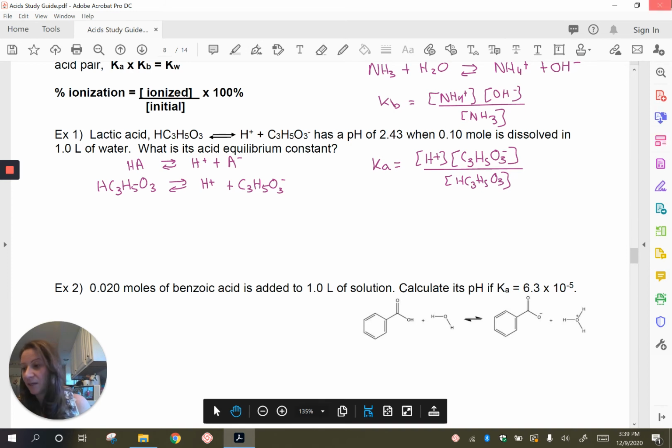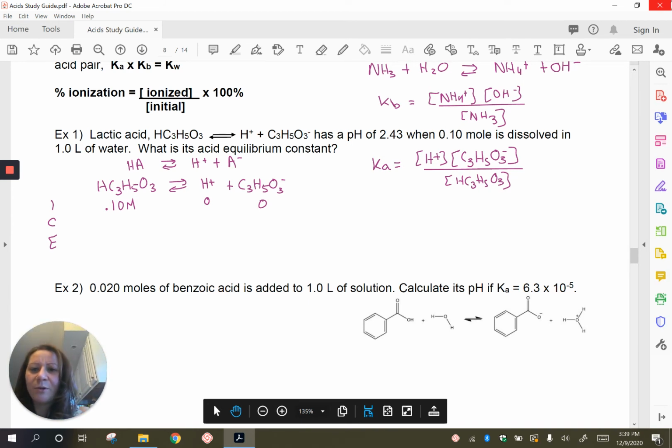So let's make an ICE chart. When you have strong acids or strong bases, you do not need an ICE chart because you can use stoichiometry. But when you have weak acids and weak bases, then you definitely need an ICE chart. So initially, this is 10th molar, because I have 10th of a mole in a liter, and these are zeros. I don't know anything about the change yet.